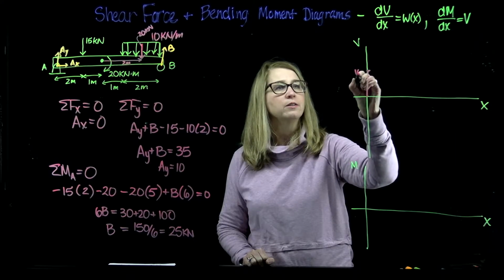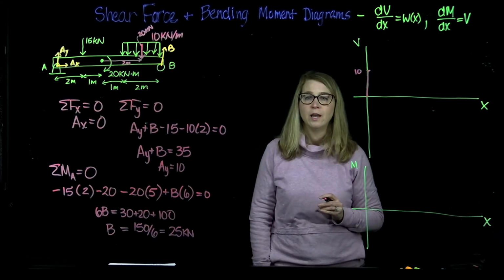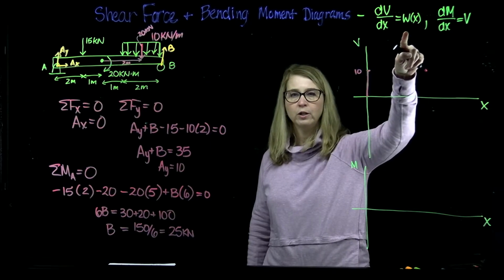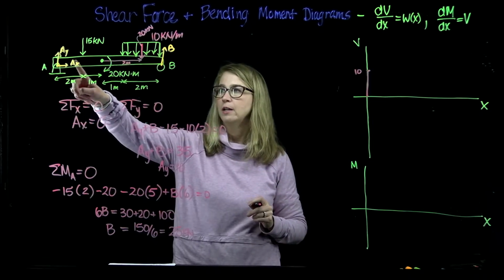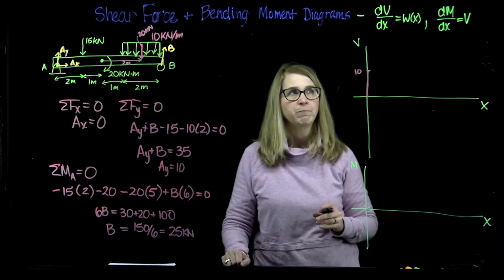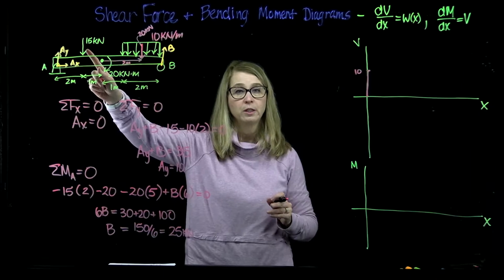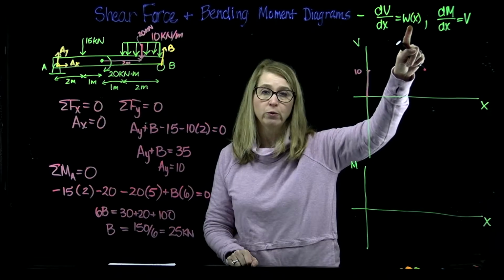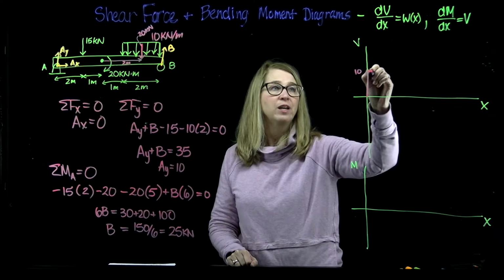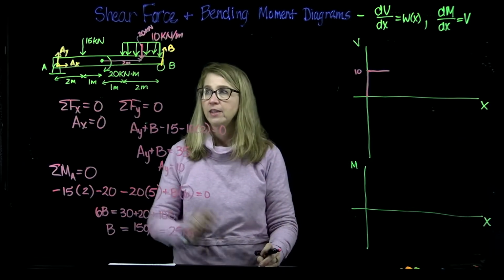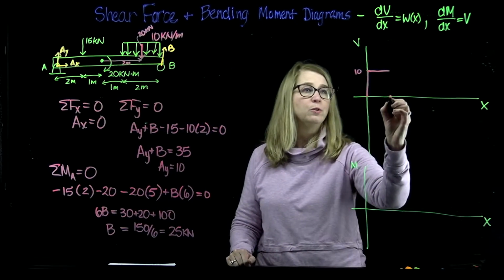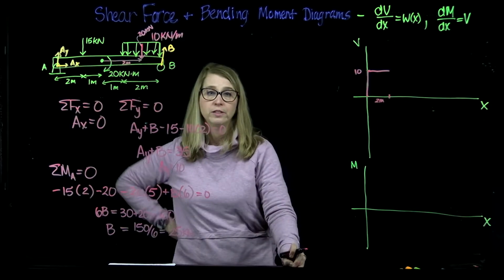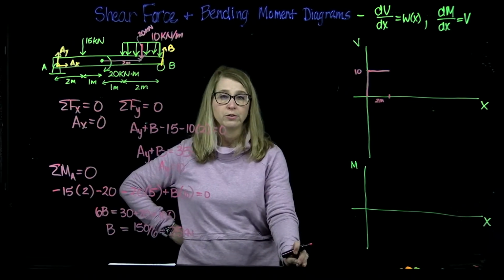We're going to start off here. This is 10 kilonewtons. And then what happens if we want to use this relationship as we go from this end and approach the 15 kilonewton force, we could say because there's no distributed load, we would put in a 0 here, which would mean the slope of the shear force is 0, which makes it a flat line. And that's going to continue until we get to the 15 kilonewton downward force, which happens at 2 meters.